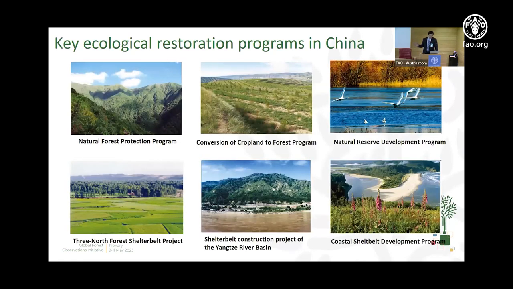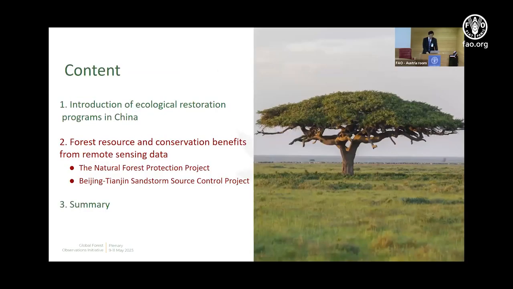And for the main activities, we try to ban logging activities, convert cropland over hilly areas to forest, build new nature reserves, and plant new trees, especially for ecological purposes. Next, I will take just two ecological projects to show how we use remote sensing data to characterize these projects' effects on our forest resources.